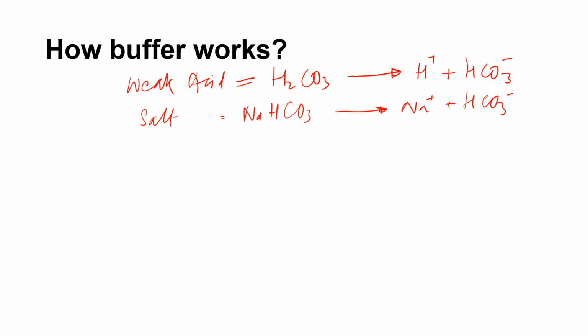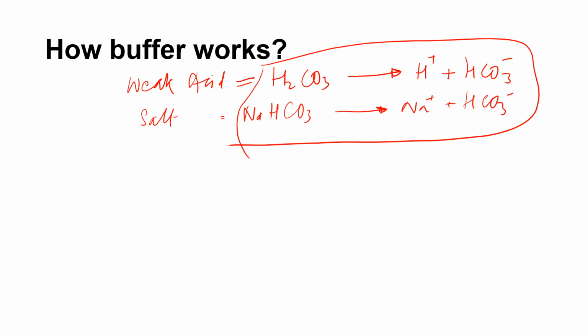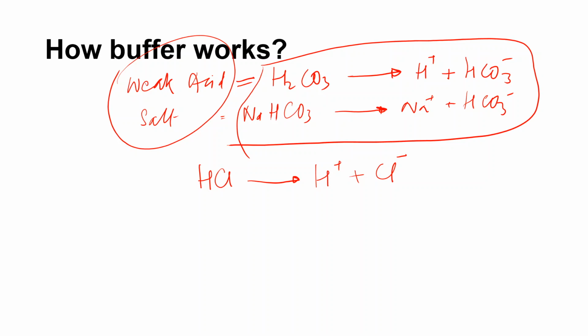So exactly this is a combination of a buffer solution. Carbonic acid alone cannot act as a buffer. It must have a corresponding salt to be called a buffer. So a weak acid plus its corresponding salt will act as a buffer, or a buffering system. Now let's suppose we add a strong acid, for example hydrochloric acid. It will get dissociated into proton plus chloride ion, and since it is a strong acid it will be completely dissociated.